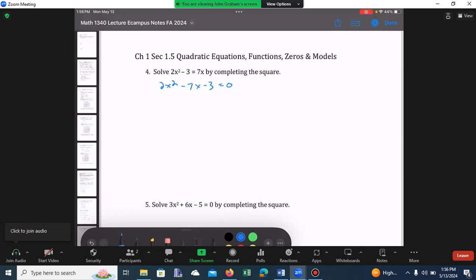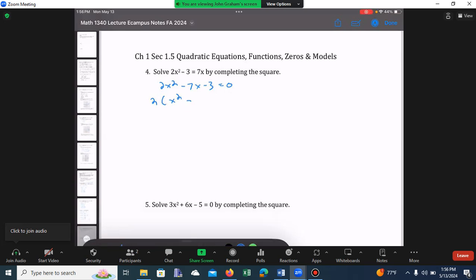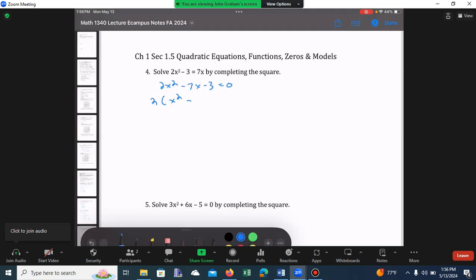So what we're going to do is factor out the 2. We'll make this a little bit harder, especially since the 7 is not even. But when we factor out the 2, we only factor it out from the first 2 terms. So you can actually add the 3 over if you want. That way you're only factoring out from those 2 terms. Now we complete the square, but only inside the parentheses, and we've got to keep in mind that when we add to the other side, this is multiplying by 2.